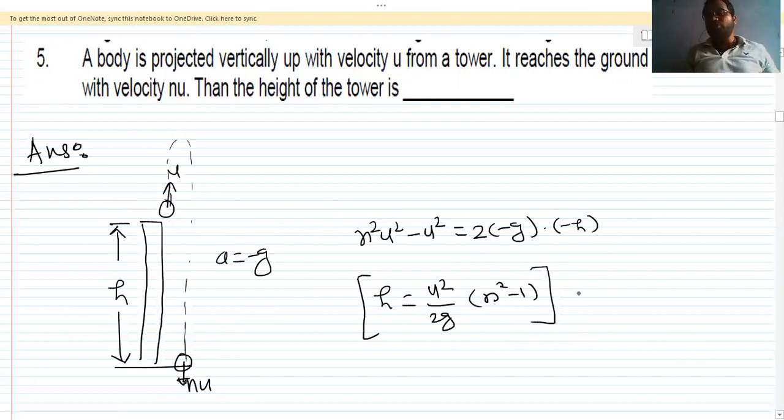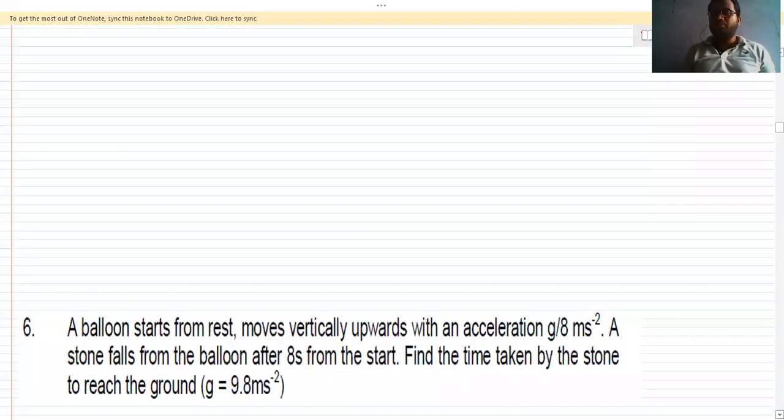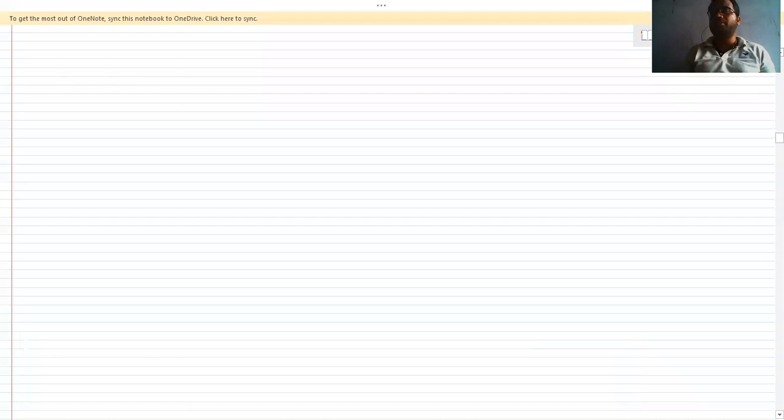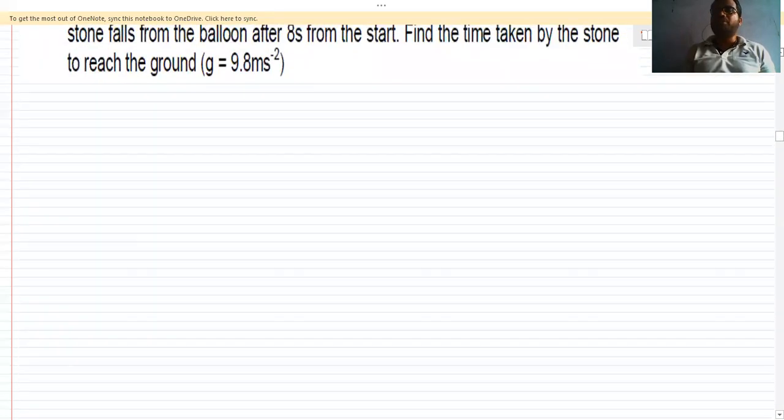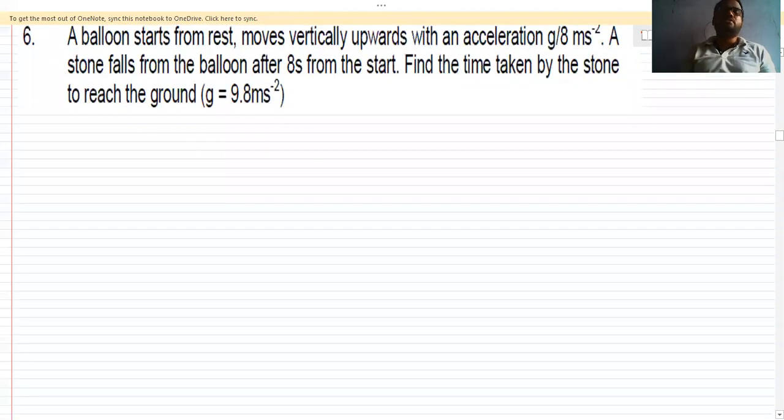Okay, so the next question, the sixth question. In the sixth question it is given a balloon starts from rest, moves vertically up, right? Moves vertically up with an acceleration of g by 8 meter per second squared. A stone falls from the balloon after 8 seconds from the start. Find the time taken by the stone to reach the ground.